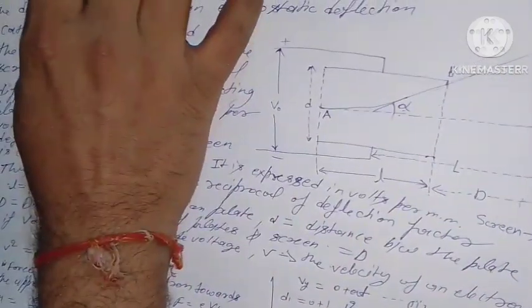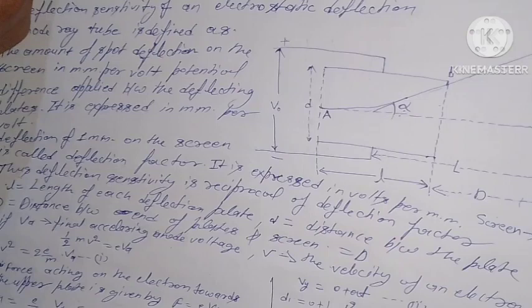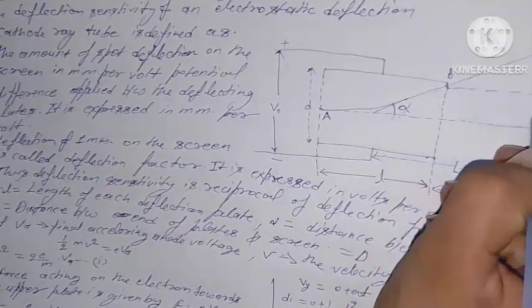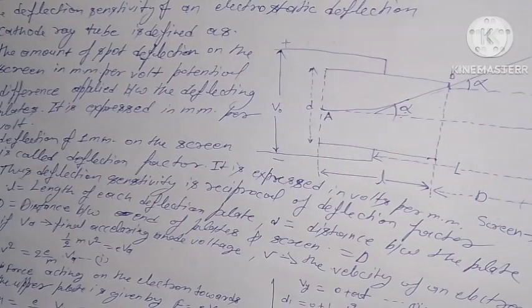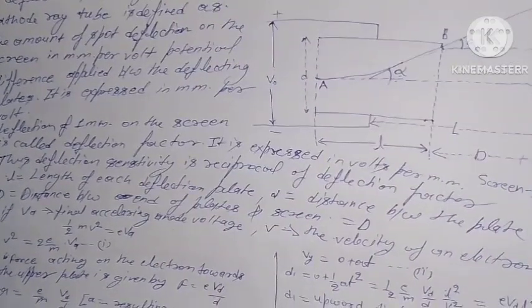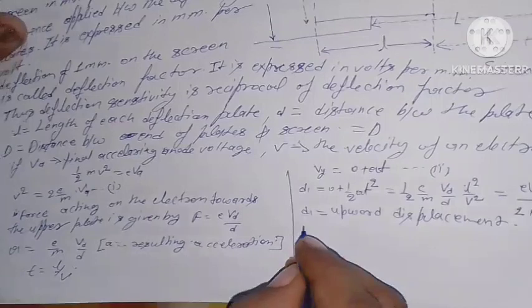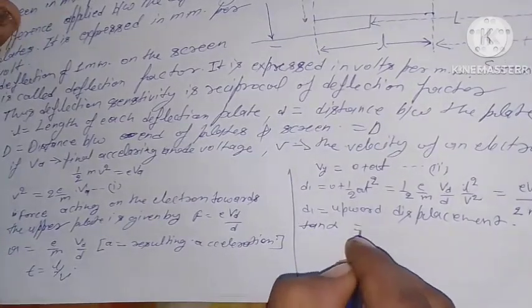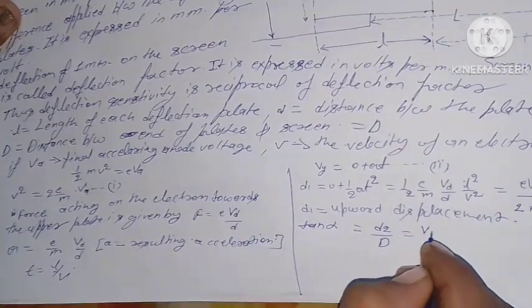This is angle alpha. Tan alpha is equal to d2 upon capital D. That is Vy upon V.